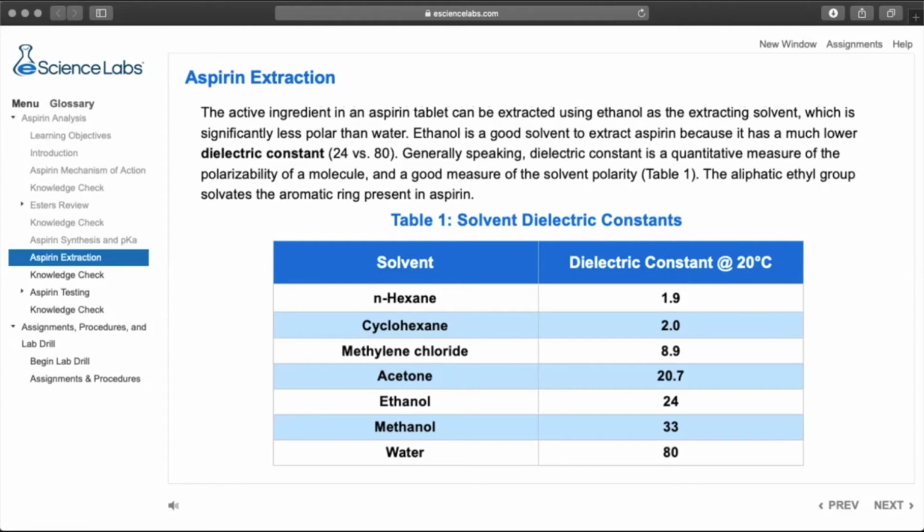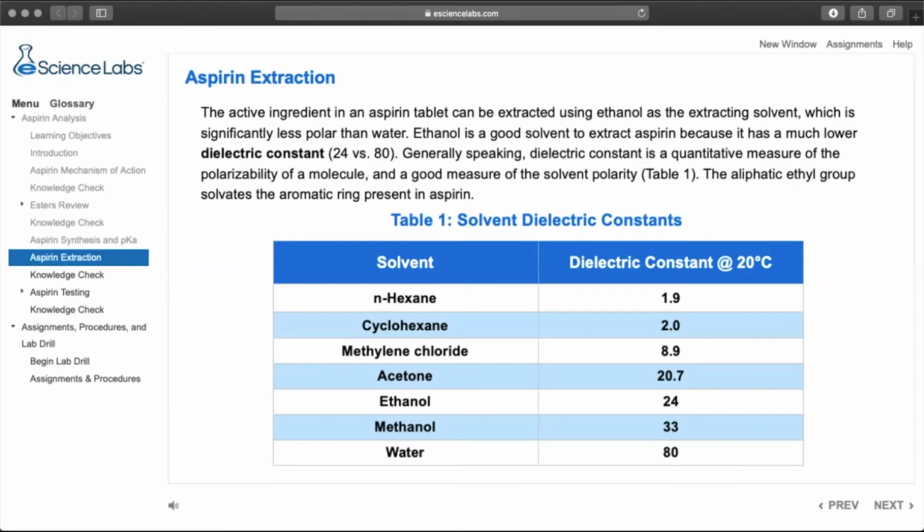For this lab, we won't be synthesizing aspirin. Instead, we will be extracting the active ingredient in aspirin. The active ingredient will be extracted using ethanol. Ethanol is a good solvent because it has a much lower dielectric constant. In broad terms, dielectric constant is a good measure of solvent polarity. So, the higher the dielectric constant, the more polar the solvent. As you can see here, water has a dielectric constant of 80. Ethanol is a good solvent for this reaction because the carbon chain solvates the aromatic ring in aspirin.